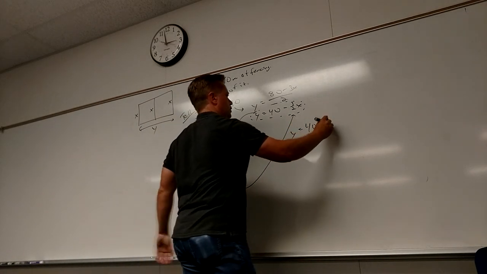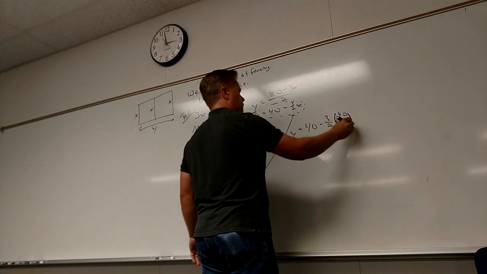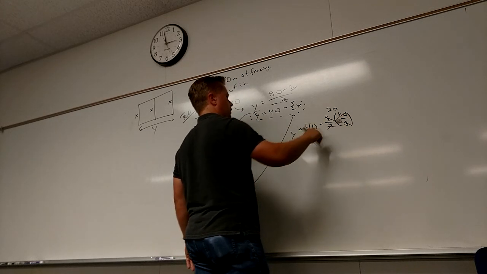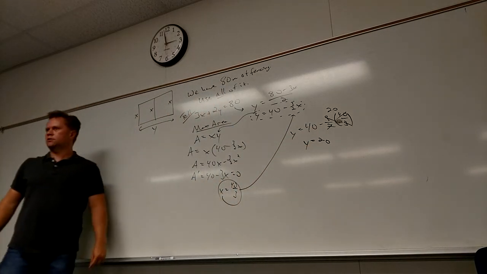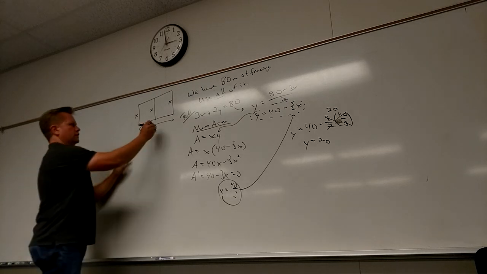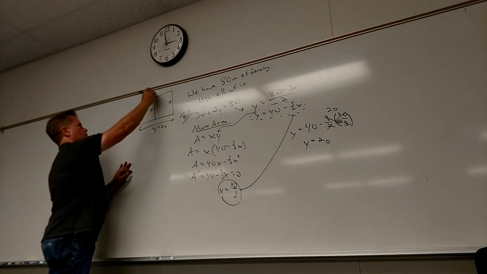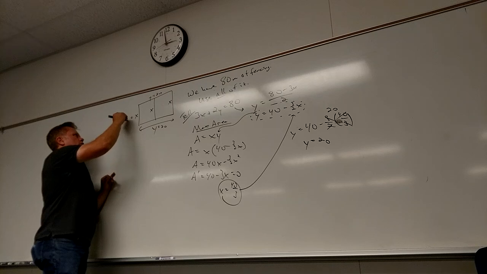40 minus 40/3 together. 40/3. The 3's cancel. 40 divided by 2 is 20. 40 minus 20 is 20. Now watch. I claim that there's still a square to be found here. So each y is 20. Is that cool? So this is 20. So it's 20 by 40/3, right?